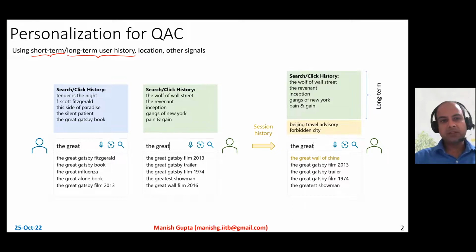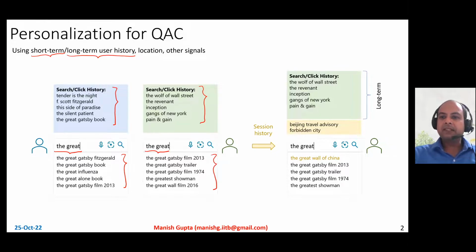So what is personalization? Well, let's consider a user who typically has been searching for various kinds of books in this session. So if the user typed in the prefix "the great", then maybe we should show suggestions which relate to other books which start with "the great". Similarly, consider another user who has been searching for a lot of movies in this session. Now, when she types in "the great", possibly we should show movies which start with "the great".